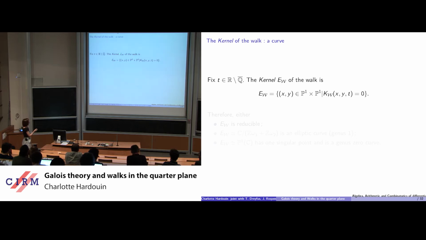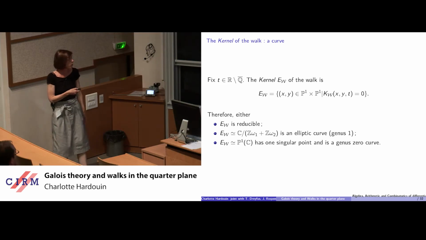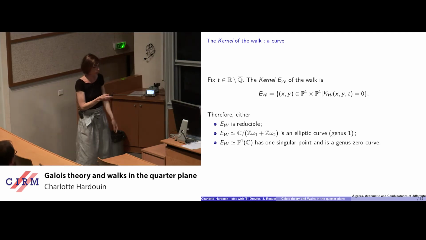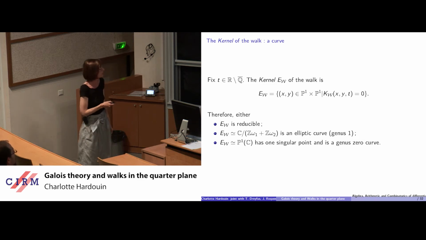Looking at the zeros of my kernel in P1 times P1, I have a trichotomy. Either this kernel is reducible, and from a combinatorial point of view the generating series is very simple, or it is an elliptic curve of genus 1, or it is a genus 0 curve with only one singular point. So this is where genus 1 and genus 0 appear. I won't talk about the first case; I will concentrate on the second and the third cases.